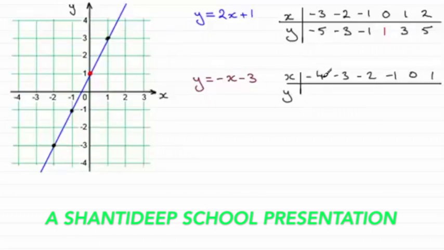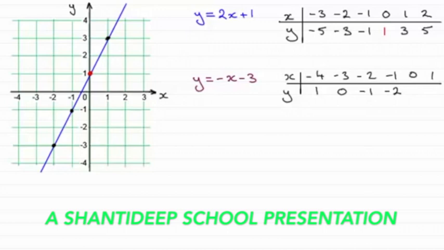So when x is -4, we're going to have -(-4), which will be +4, and then -3 will give us 1. When x is -3, we'll have -(-3), which will be +3, and then minus another 3 will be 0. For -2, we've got -(-2), which is +2, minus another 3 is -1. For -1, we have -(-1), which is 1, minus another 3 is -2.